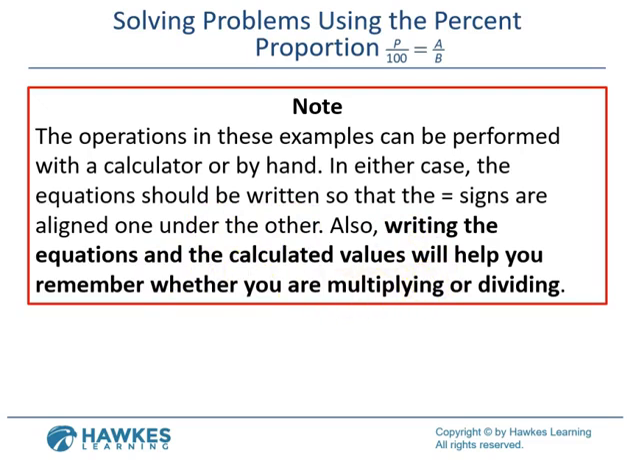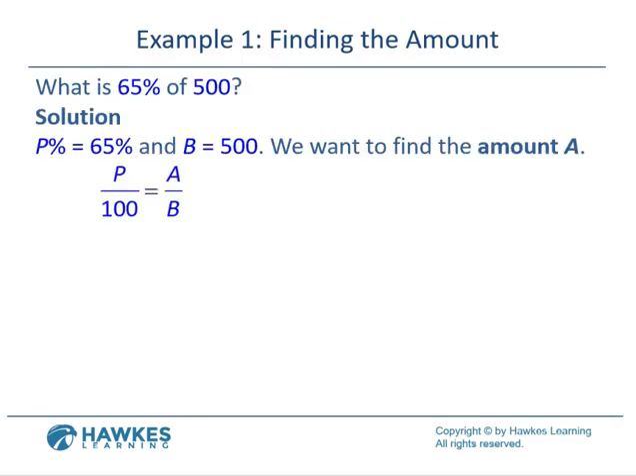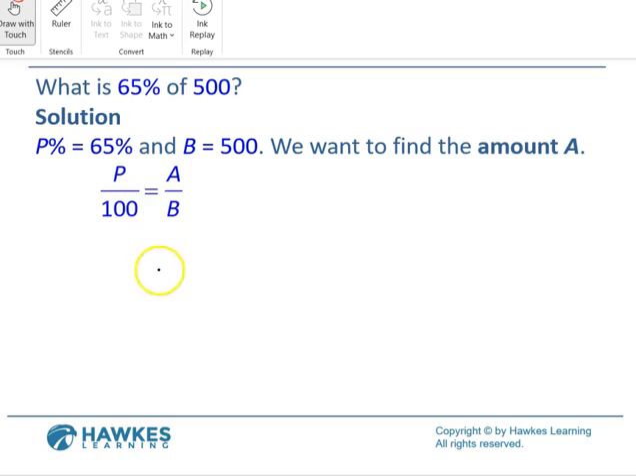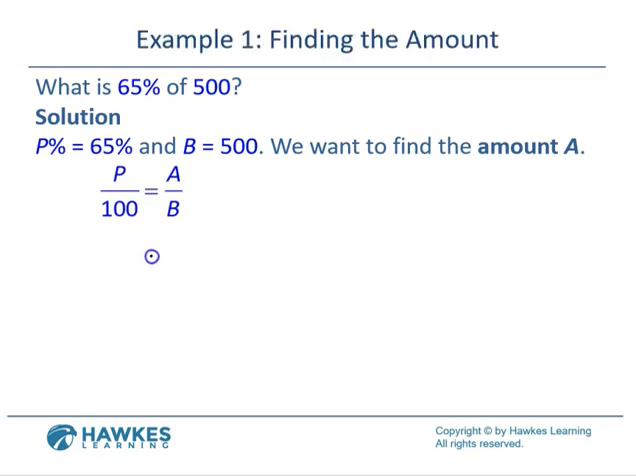So let's take a look. Let's do our first one here. What is 65% of 500? Here we have P equals 65%, so let's write it down. This looks like our type 1. So we have 65 over 100, and that's going to equal, well, the B here is the 500.